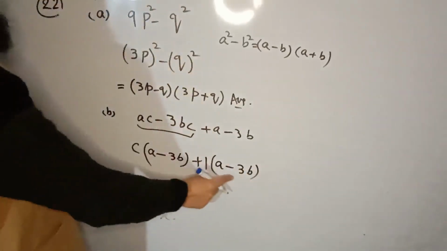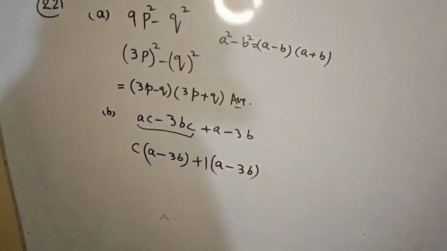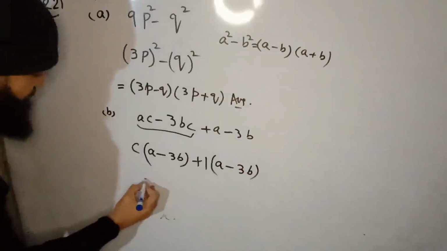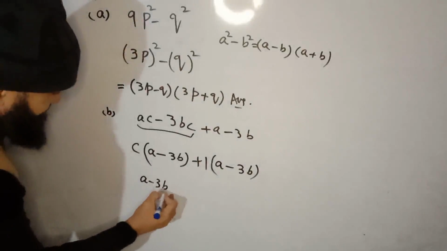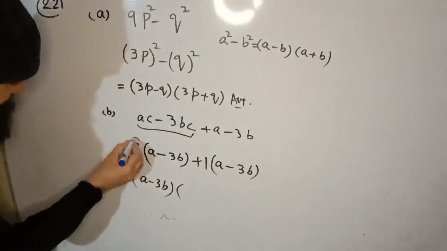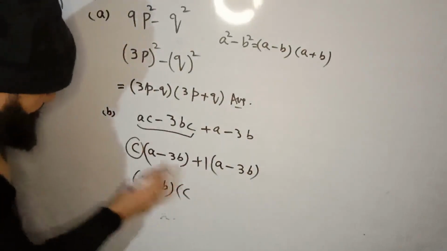Now A minus 3B is again common in both terms. So we take A minus 3B common and we are left with, A minus 3B is common here. What is left here? C only. So it is C.